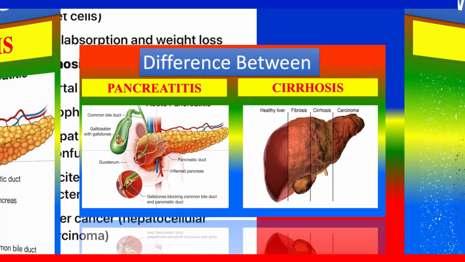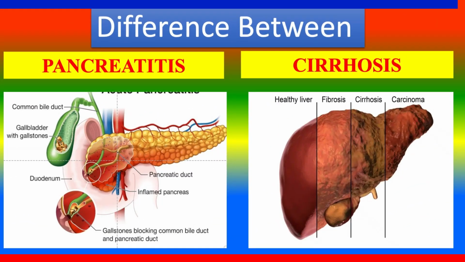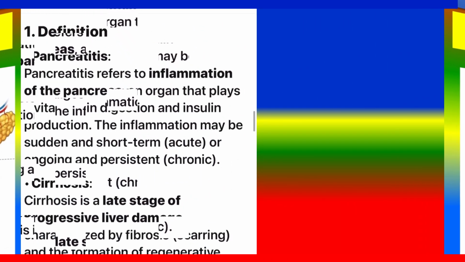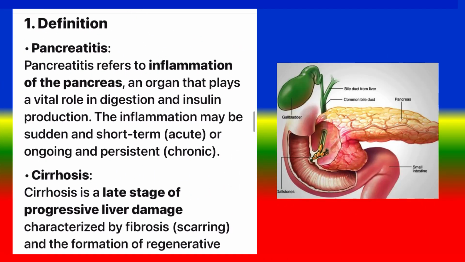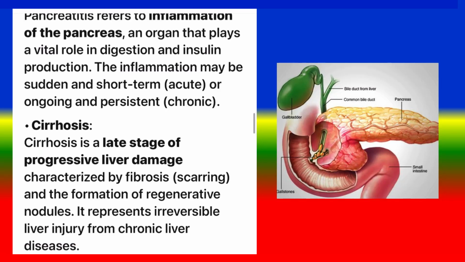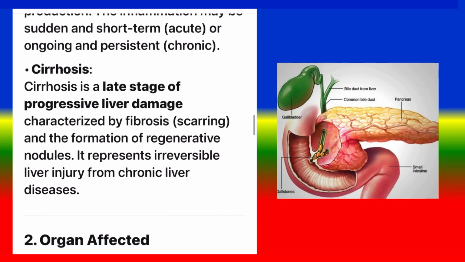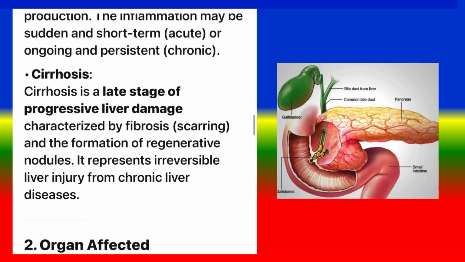Below is a detailed comparison of pancreatitis and cirrhosis, exploring 15 important differences between the two conditions. 1. Definition. Pancreatitis. Pancreatitis refers to inflammation of the pancreas, an organ that plays a vital role in digestion and insulin production. The inflammation may be sudden and short-term, acute, or ongoing and persistent, chronic.